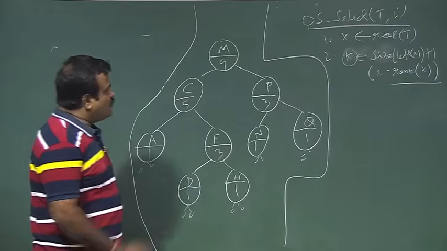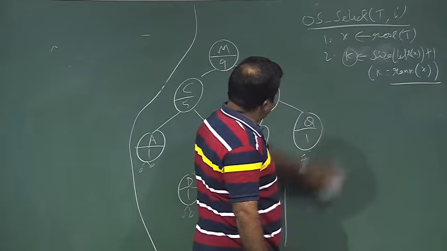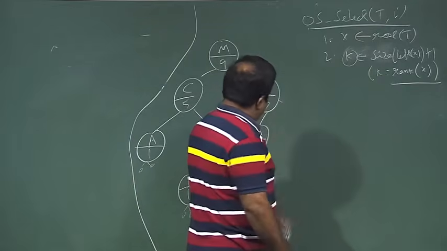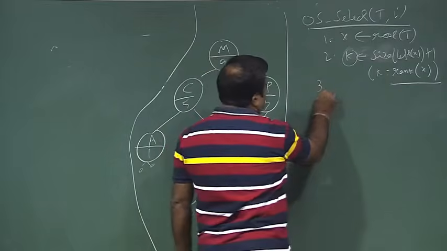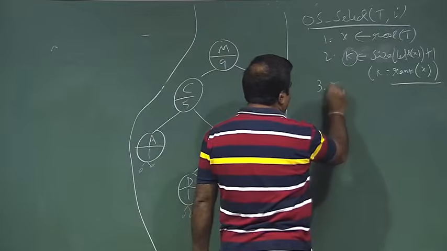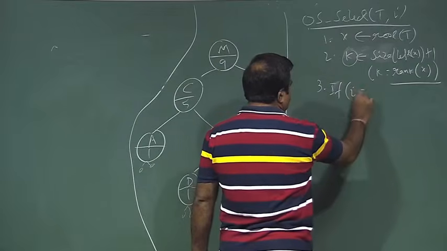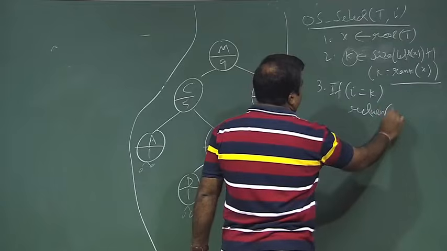Okay. Now, we got k. Now, suppose we are looking for the ith smallest element. So, if i is equal to k, then we are happy, we return x.